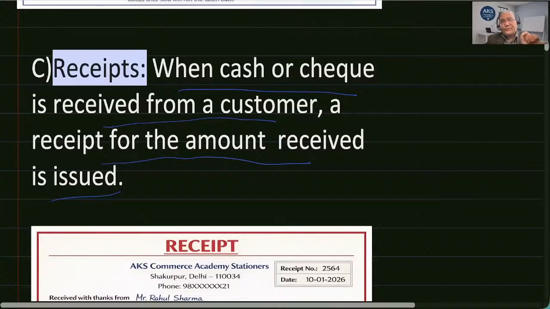For the payment which is made by the buyer on a later date, on that particular day on which the payment is received, the accountant enters in the books of account after having issued a receipt for the payment which he has received. When cash or a check is received from a customer, a receipt for that amount is issued so that it becomes a proof of transaction, and subsequent entries are made in the books of account. I hope this is clear.